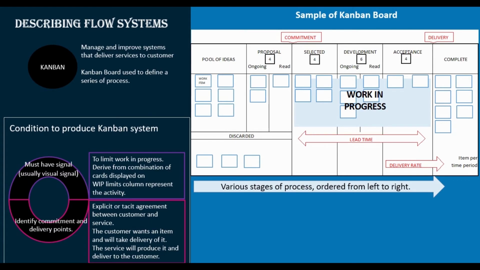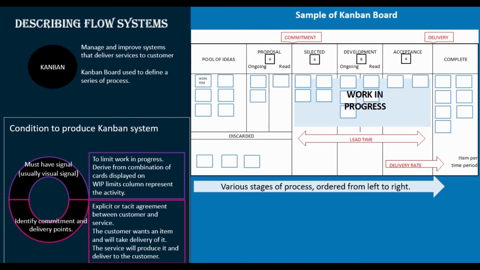Today I'm going to explain about describing flow systems. So what is Kanban? Kanban is to manage and improve systems that deliver services to customers. A Kanban board is usually used to define a series of processes. There are a few conditions needed to produce a Kanban system.